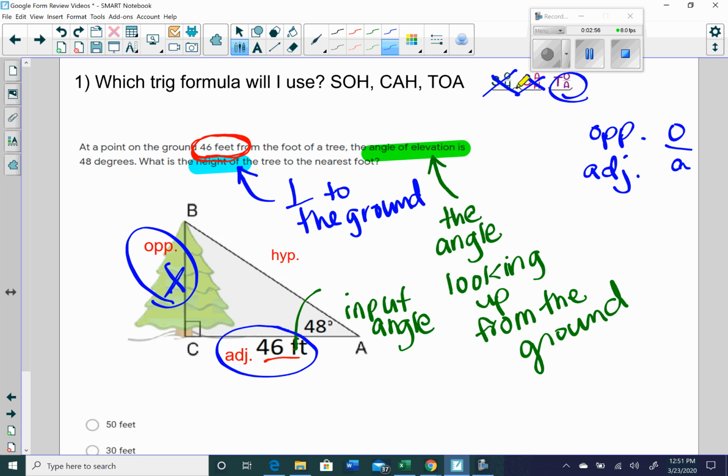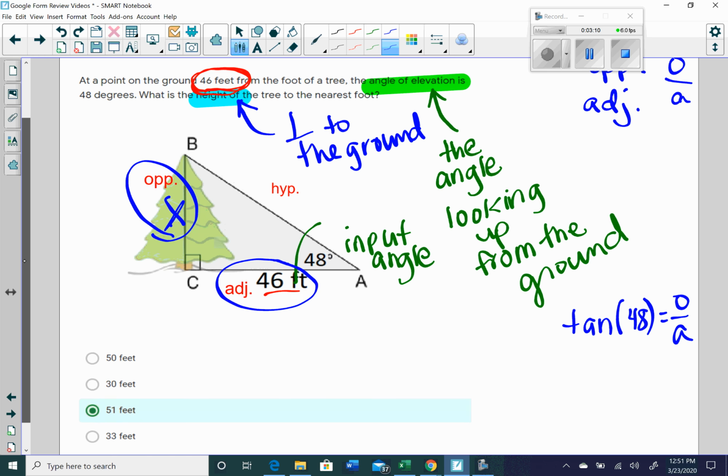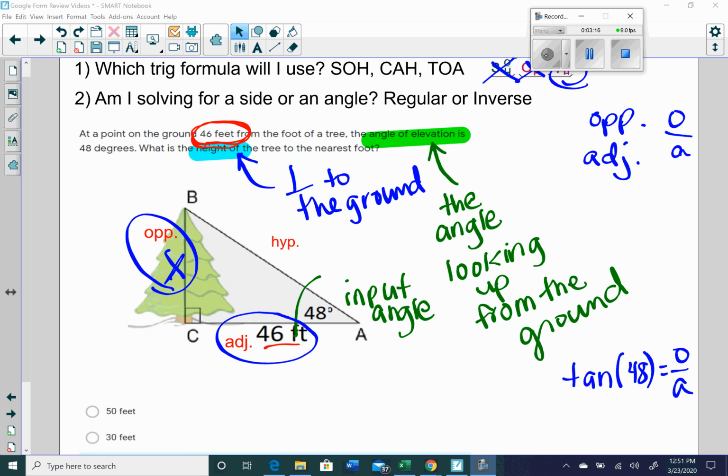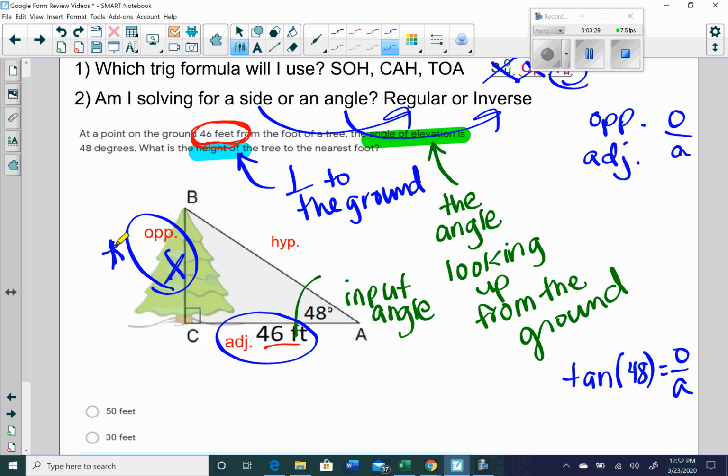I'm going to use my tan of my angle is equal to my opposite over adjacent side. Okay? Now, the next question I'm going to ask myself is, am I solving for a side or an angle? If I'm solving for a side, I'm going to be using the regular tan. If I'm solving for an angle, I'm going to be using the inverse tan. Since I want the height of a tree, I can tell that is labeled on the outside of my triangle. I'm looking for a side. So I'm going to be using my regular tan.